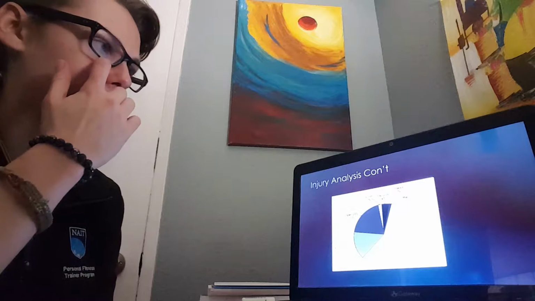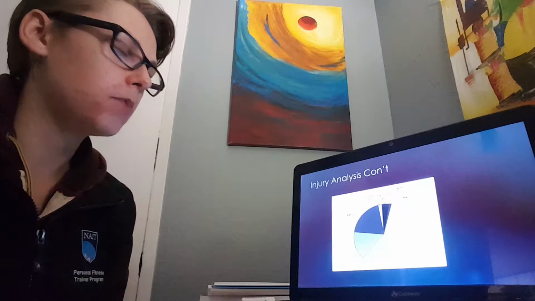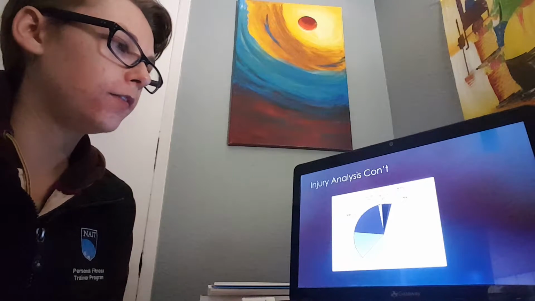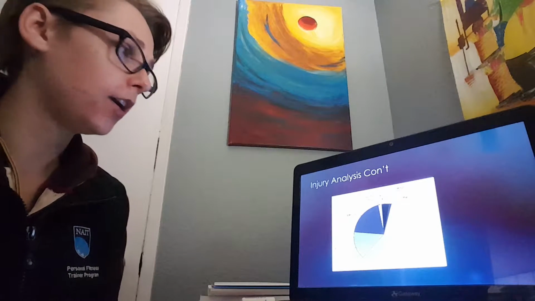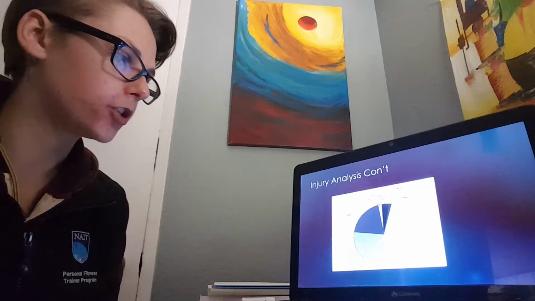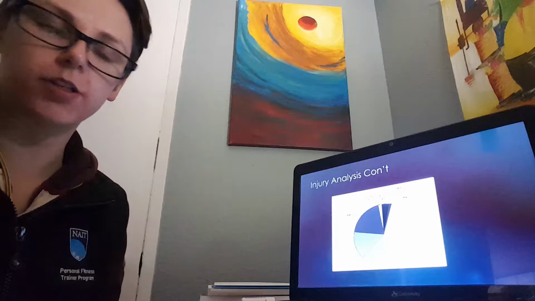On this chart here, it shows during what activity most injuries occurred. During the tackle phase is when 58% of injuries will occur. During open play is when 20% of injuries occur. And third is during ruck and maul, when 15% of injuries will occur.